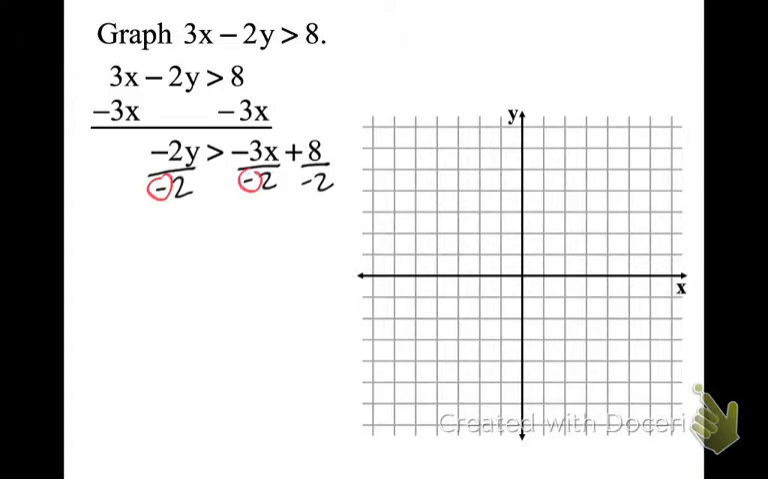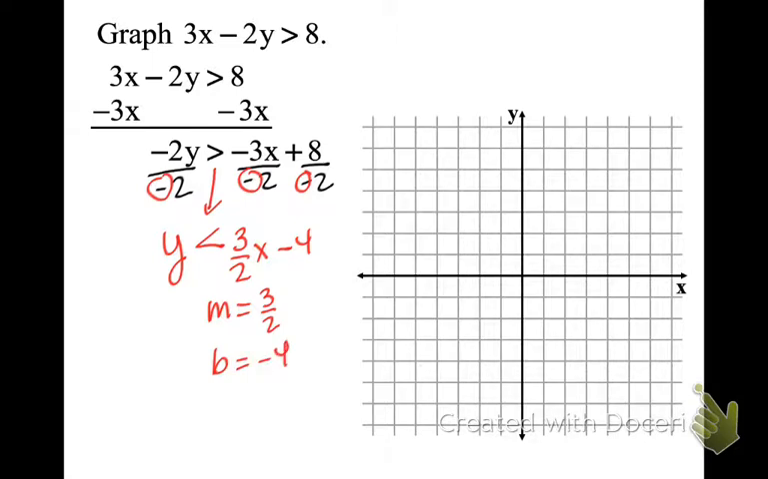Okay, now what? So then you would have y, and then is it greater than or less than? Is less than. Why are we making it less than? Because you divided by a negative. Right. So I end up with y is less than 3 over 2x minus 4. And my m is 3 over 2. My b is negative 4.